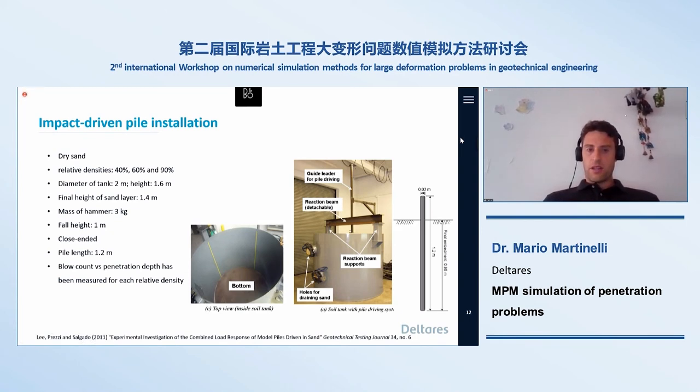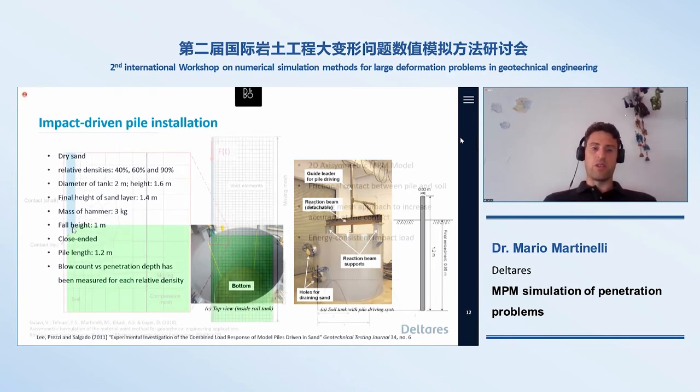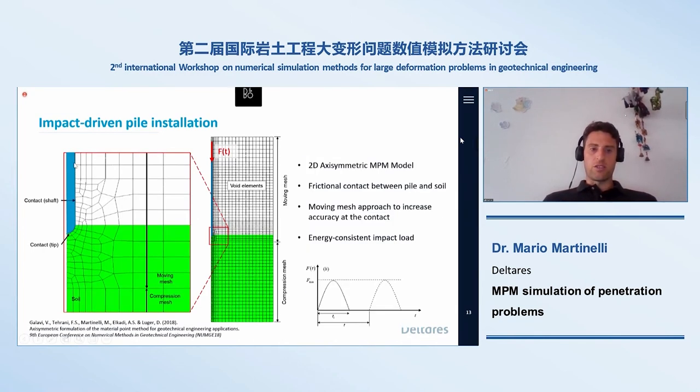So a nice thing is that after this experiment, you have a number of blow counts as a result, so number of blows versus penetration depth. With our MPM model, we could try to simulate this. This is an axisymmetric 2D MPM with the contact surface. One portion of the pile is here, so you have a contact surface here and the soil beneath.